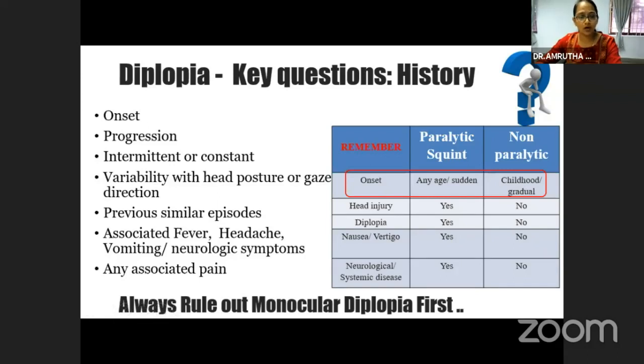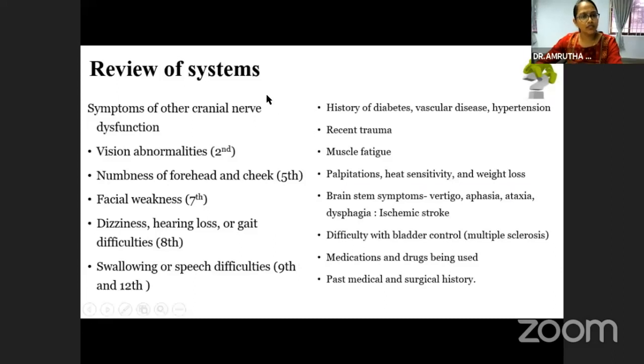You need to be more aware of the neurological symptoms and any history of pain. Onset-wise, if it is a sudden onset at any age, we could be dealing with a paralytic cause, and if it is gradual and present from childhood, it could be a non-paralytic cause. Always review the symptoms, whether other cranial nerves, the 2nd, 5th, 7th, 8th, and 9th, are involved. If more than one cranial nerve is involved, we're dealing with something more than a monocranial nerve palsy, like microvascular reasons, or are we dealing with space-occupying or other neurological lesions? By knowing the multiple cranial nerves involved, one will be able to localize where the possible lesion could be.